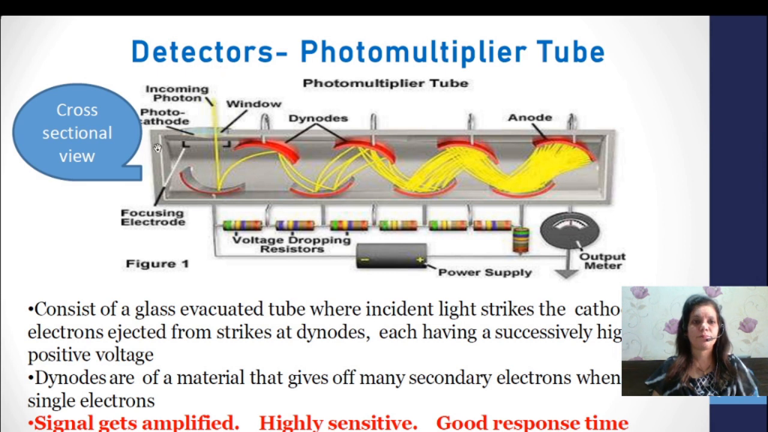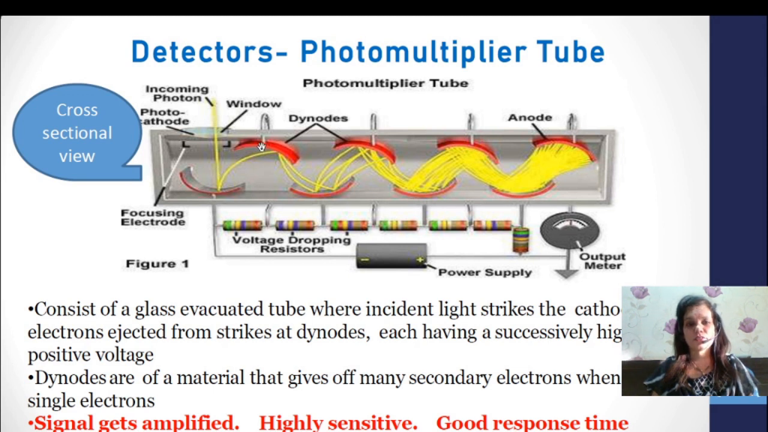The cross-sectional view of this photomultiplier tube I have tried to show over here, where you will see a glass evacuated tube. Here you are having the cathode, and these are the different diodes alternatively arranged with increasing voltage, and at last you are having the anode, which acts as the electron-collecting electrode. So when a single photon strikes the cathode, it ejects an electron.